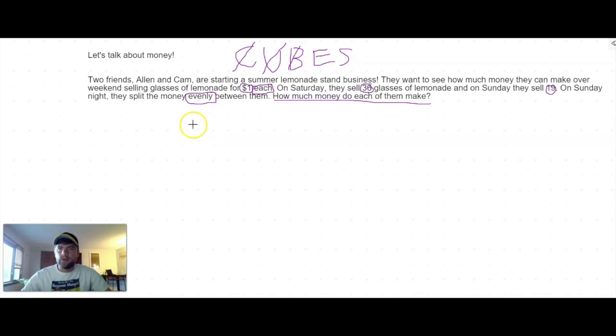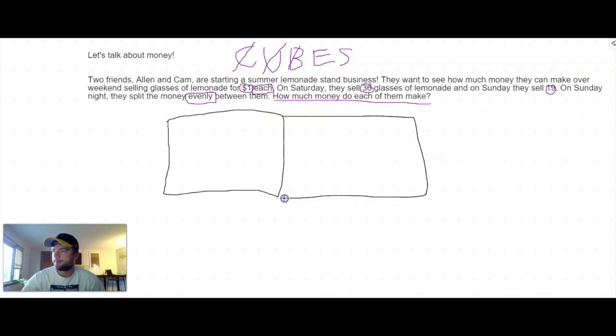Now we want to evaluate and draw. Now we're not going to have to draw for every single problem, but a lot of times drawing comes in handy so we can visualize the problem. Let's actually make two boxes, one to represent each day of the weekend. So S-A-T for Saturday and S-U-N for Sunday.